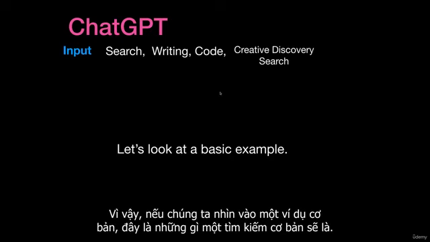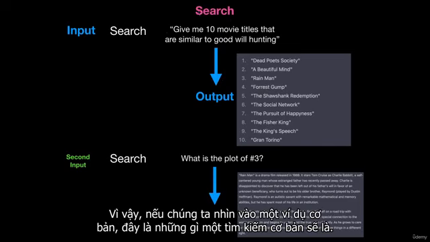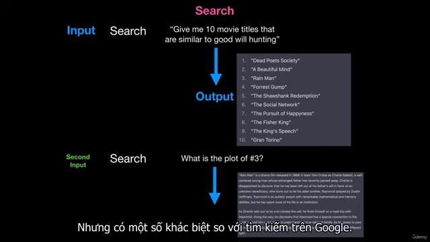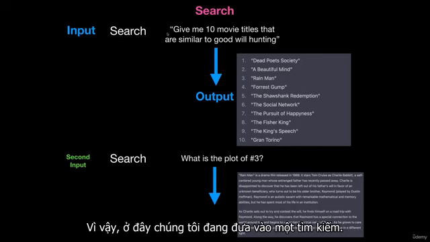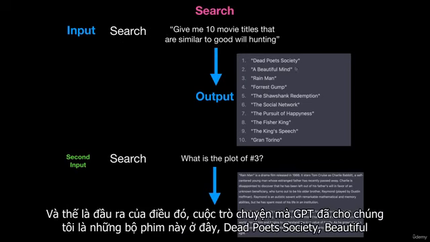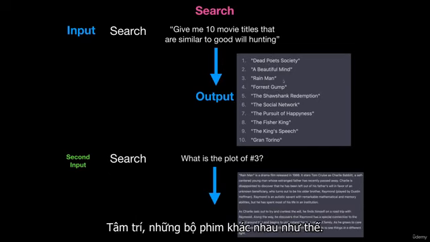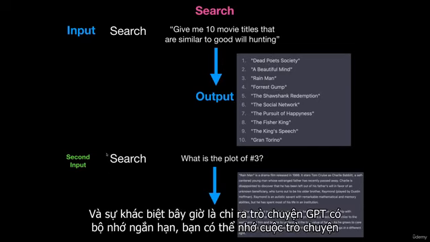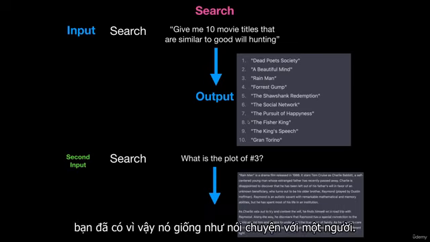So if we look at a basic example, this is what a basic search would be, but there are some differences compared to a Google search. So here we're putting in a search. Give me 10 movie titles that are similar to Good Will Hunting. And so the output of that ChatGPT gave us is these movies here, Dead Poets Society, A Beautiful Mind, different movies like that. And the difference to point out now is, ChatGPT has short-term memory. It can remember the conversation you had.